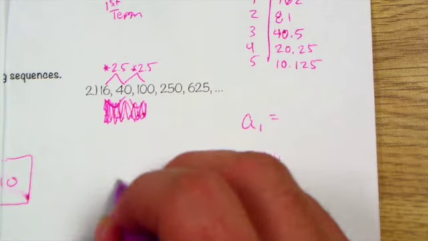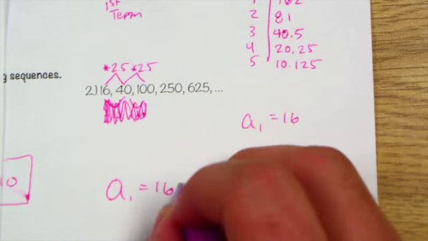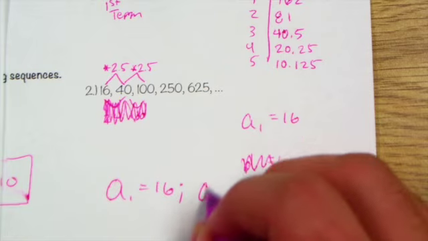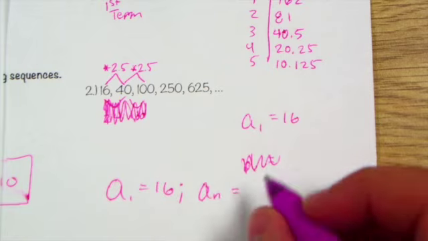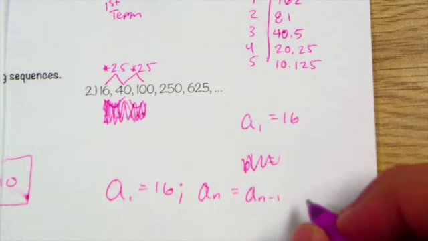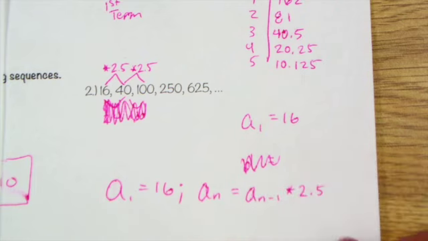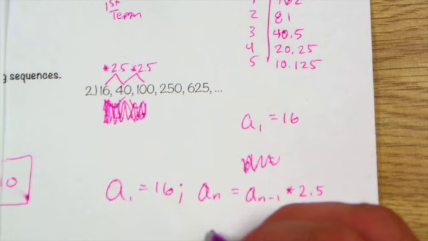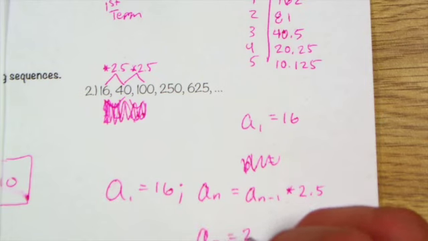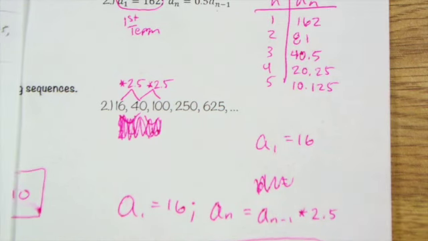So our formula will be a sub 1, which we know is 16, semicolon, a sub n equals whatever the previous number is times 2.5. Or you could write this the other way: 2.5 times a sub n minus 1. Or 5 over 2. I'll leave it as a fraction. That works too.